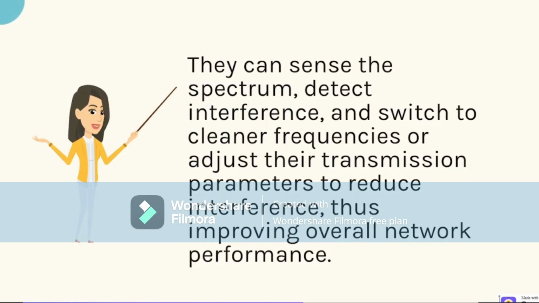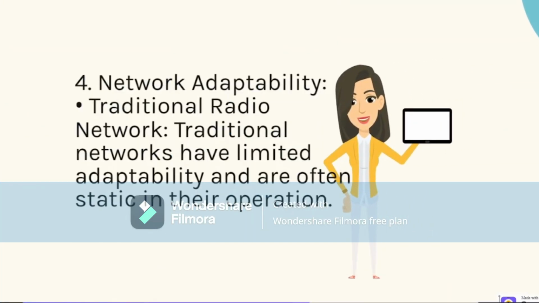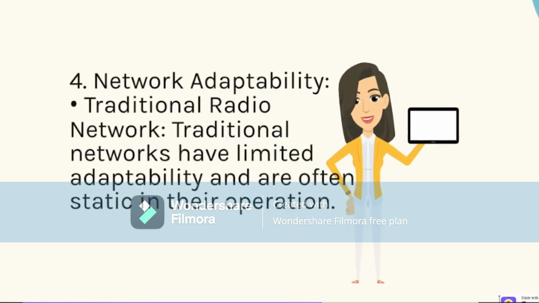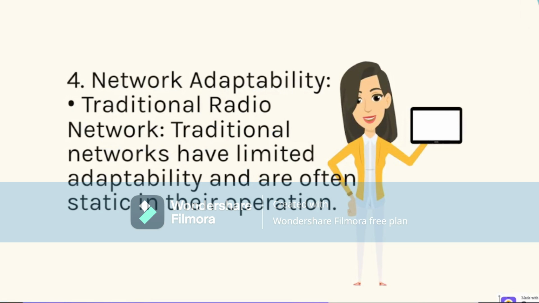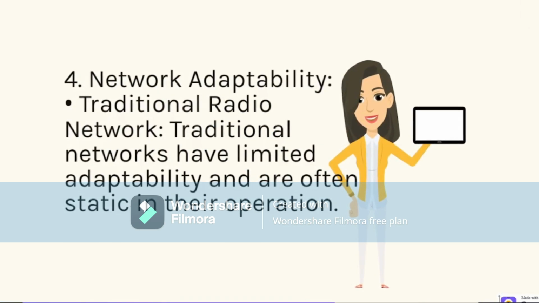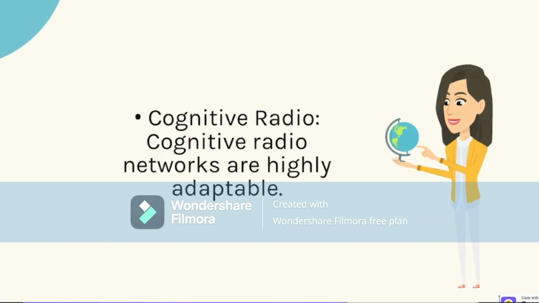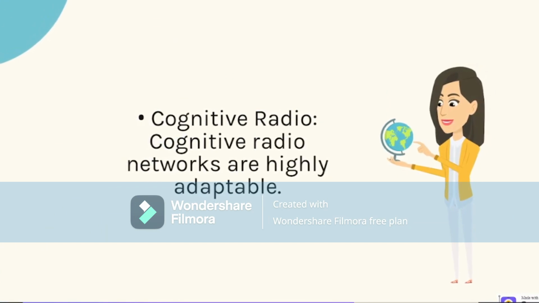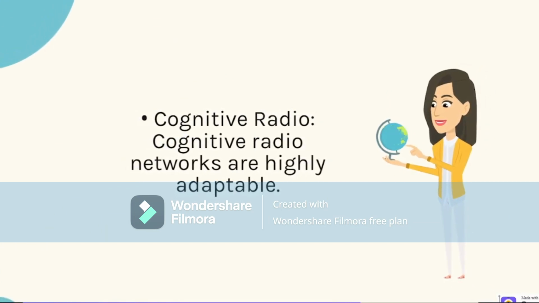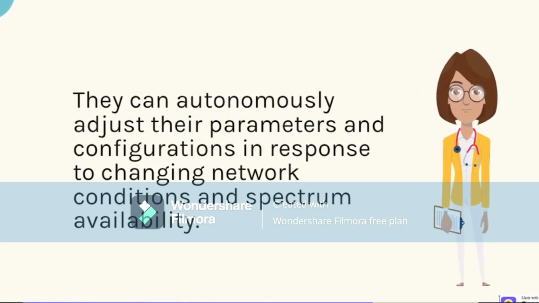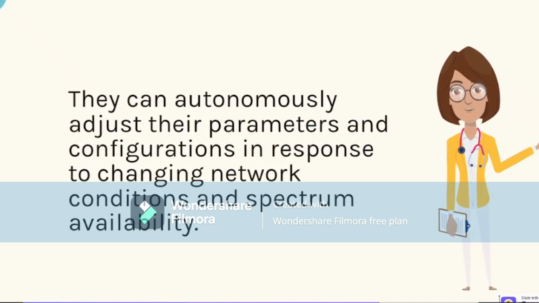4. Network adaptability. Traditional radio network. Traditional networks have limited adaptability and are often static in their operation. Cognitive radio. Cognitive radio networks are highly adaptable. They can autonomously adjust their parameters and configurations in response to changing network conditions and spectrum availability.